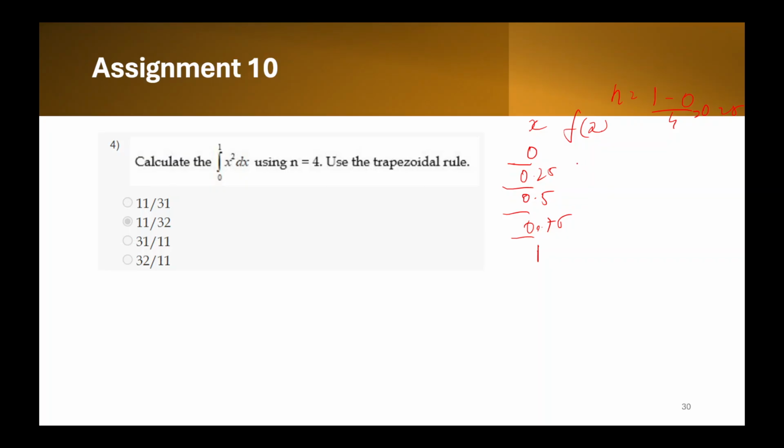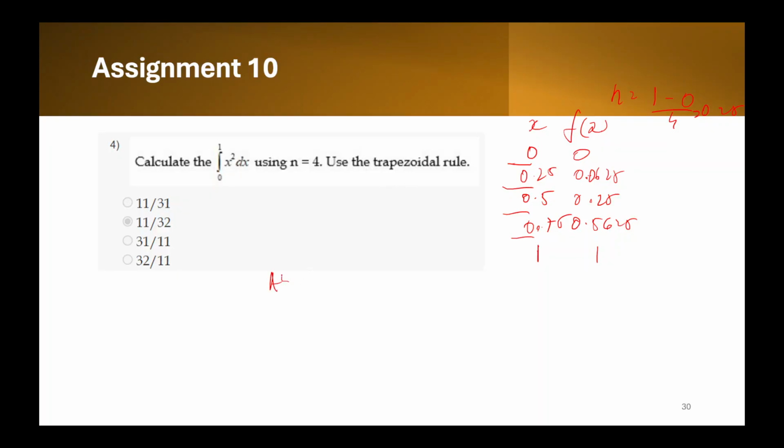f(x) will be the square of this. So this is 0, this is 0.0625. Sorry, 0.5 squared is 0.25, and oh sorry, this is not 0.625, this is 0.0625. And 0.75 squared is 0.5625. And this is again 1. So this is your f(x). Then you need to use the trapezoidal rule.